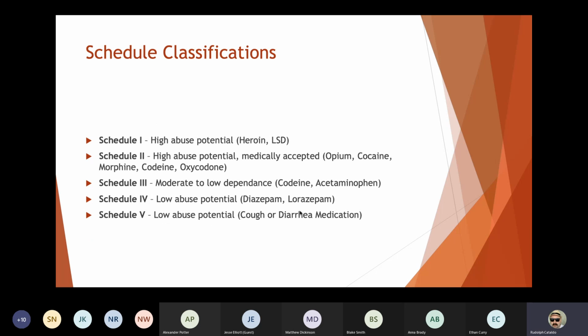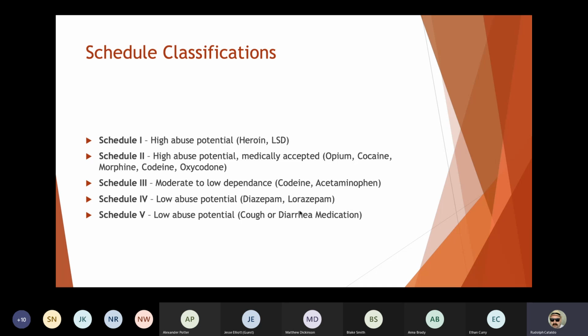Our schedule classifications, again, just a quick review. Schedule 1, high abuse potential, such as heroin and LSD. These are medications that aren't used in the medical field at all. Cocaine would be another example, but a little bit lower, because there are cocaine derivatives that are used for medication. So mainly your Schedule 1s are going to be your heroin and LSDs.